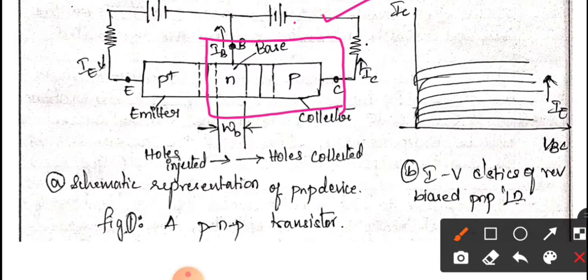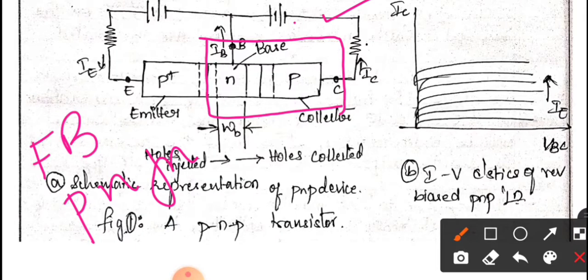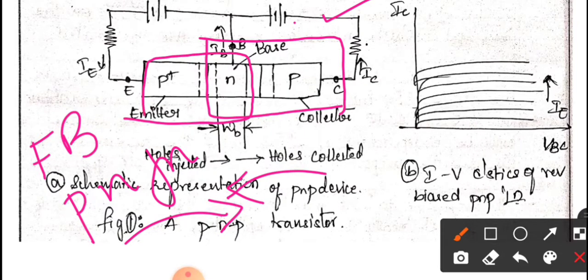If we have a forward biased PN junction, what will happen? Holes in the P region will move from P to N, and electrons in the N region will move from N to P. So under forward bias, holes in the P region will move towards N. So this PN junction will act as a hole injector. Holes will be moving from this P region to this N region.